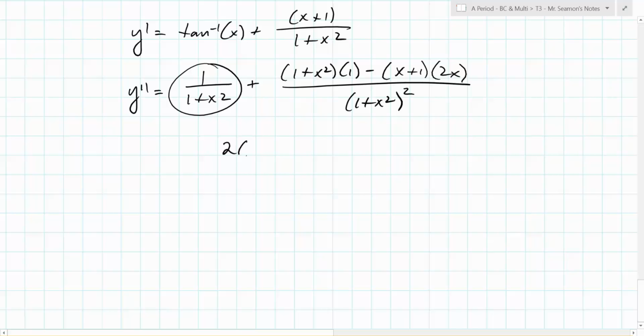Okay, so what do we actually have here then? So yeah, we have 2 times 1 plus x squared minus 2x times x plus 1 equals what? 0. Is that better? Is everybody following me now?